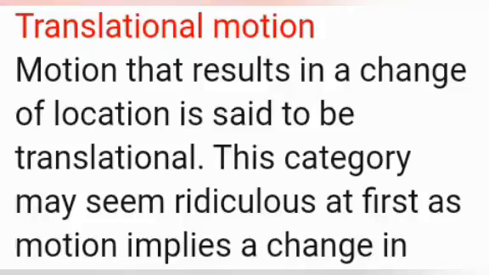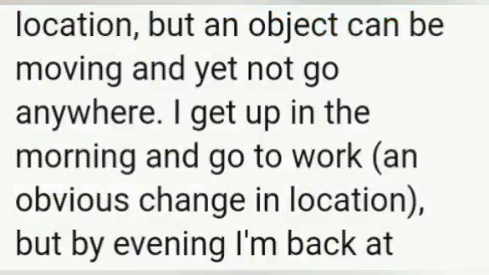It is a type of motion. Motion that results in a change of location is said to be translational. This category may seem ridiculous at first, as motion implies a change in location, but an object can be moving and yet not going anywhere.